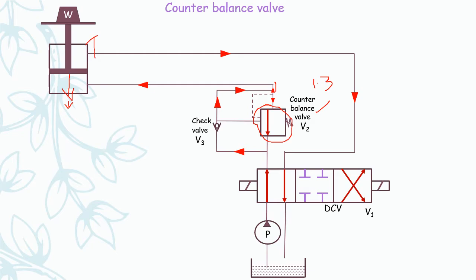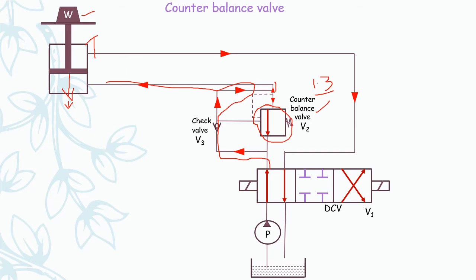So this V2 is nothing but similar to the pressure relief valve, but the pressure setting of this valve is more than that of cylinder load pressure by 30%. Thus under normal static conditions, V2 will remain closed. That is, under static conditions, when your system is not running, V2 will remain closed. So the load will be held in position.